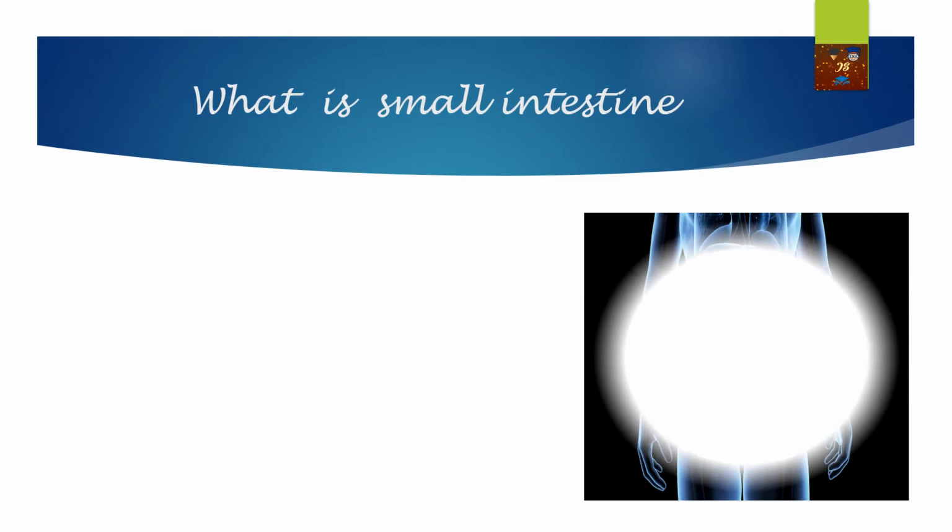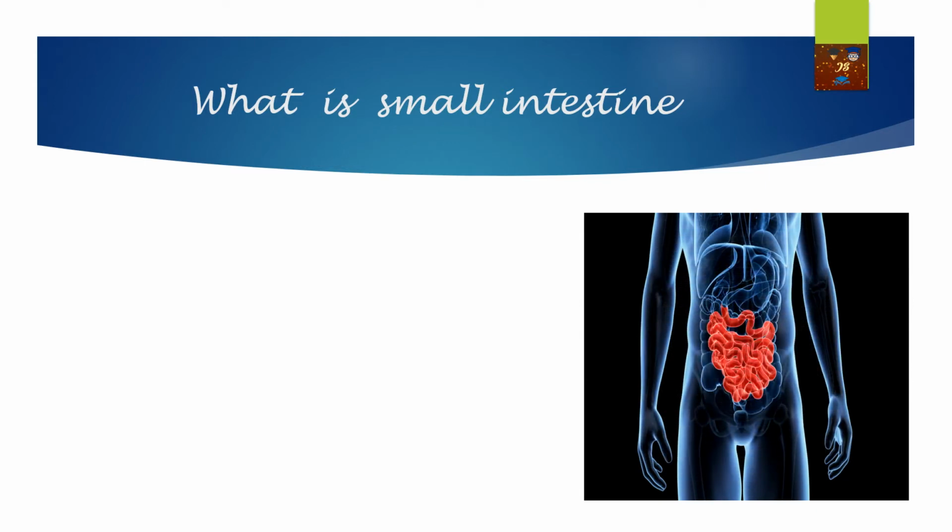So, what is small intestine? If you look carefully, you will see the location of the small intestine in our body. Here is the stomach part, and this is the large intestine part. It starts just after the stomach and continues up to the large intestine. So it is a part that is sandwiched between the stomach and the large intestine.